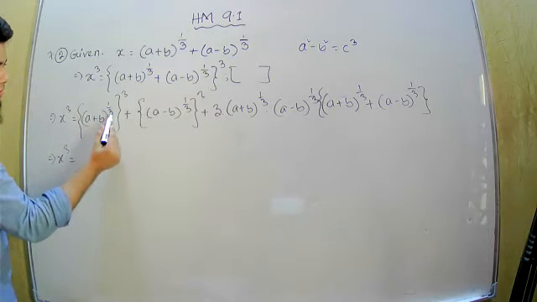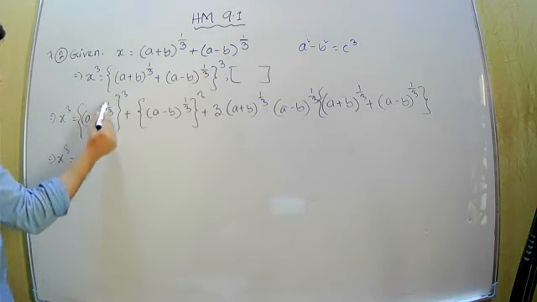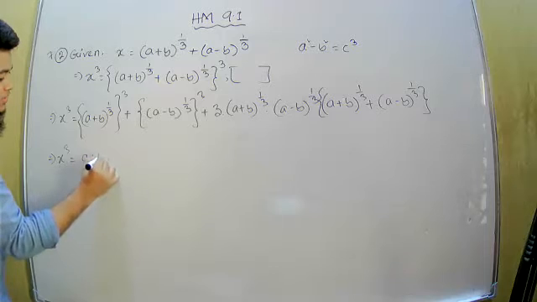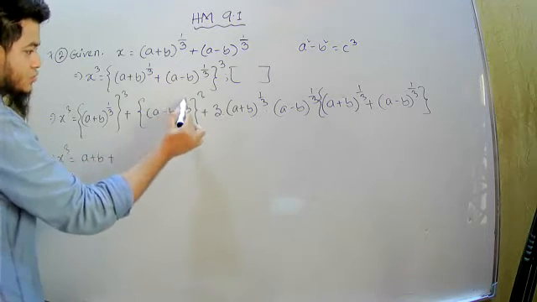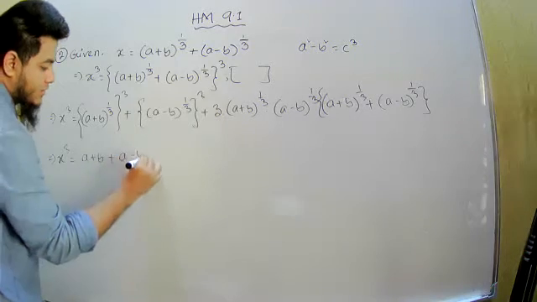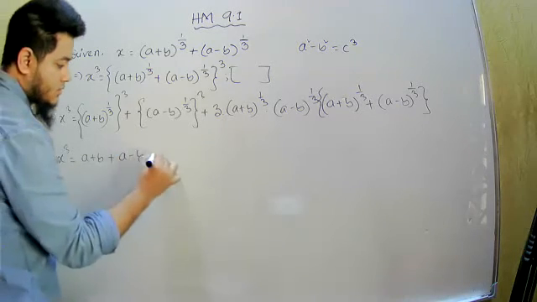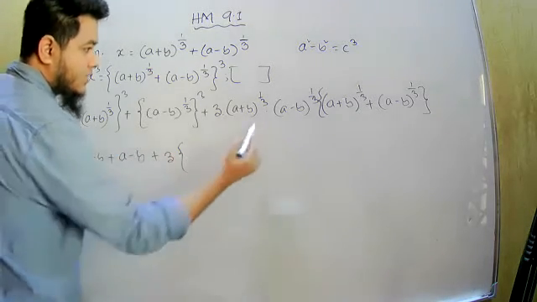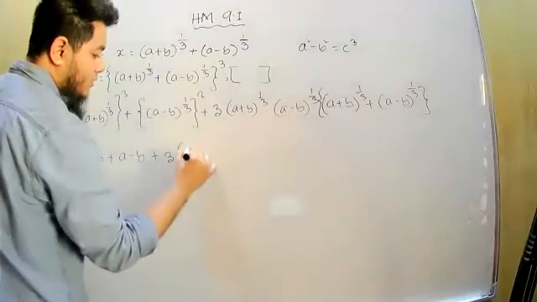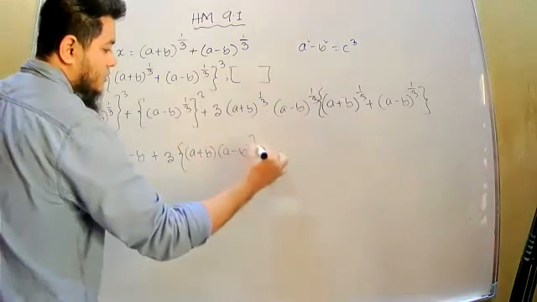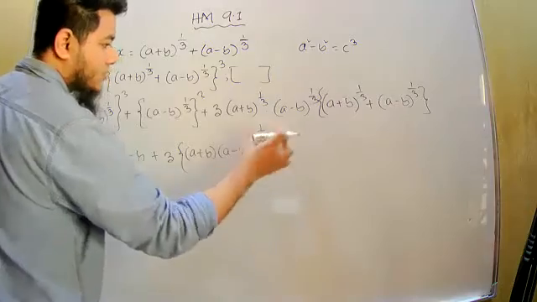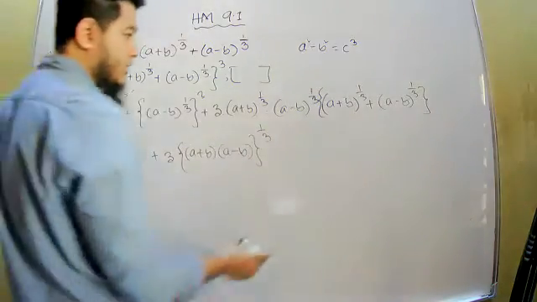Then 3 into 1 by 3. 3 and 3 they will balance and it will be 1 only, so it will be a plus b. Plus here also 3 and 3 they will get cancelled, so to the power 1 means only a minus b. Then plus 3 into, as they both have the same power, I can write a plus b into a minus b whole to the power 1 by 3. Both of them can be brought under one bracket.